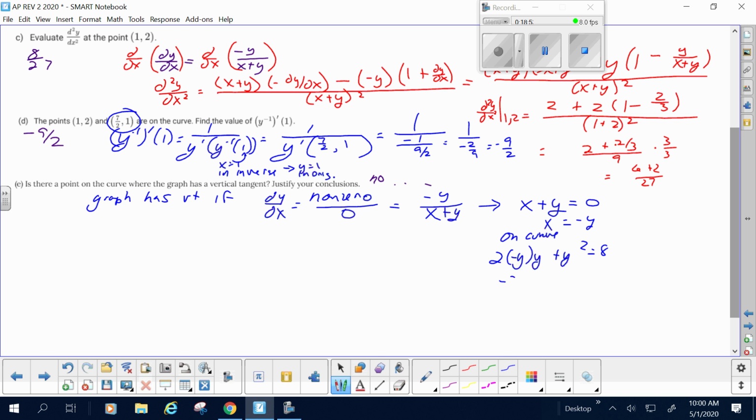Well, I get -2y squared plus y squared equals 8. That's -y squared equals 8. That's bad. That means y squared has to be negative, so there is no real answer. Those are imaginary solutions. So from that, we can conclude that the condition you'd need to have a vertical tangent isn't actually a point on the curve. All right.